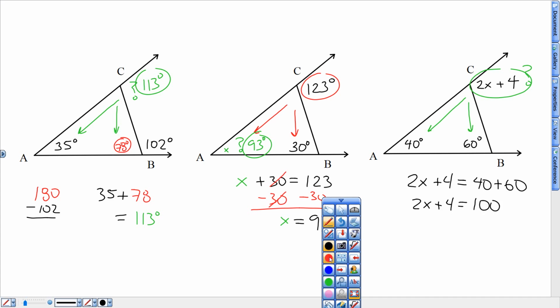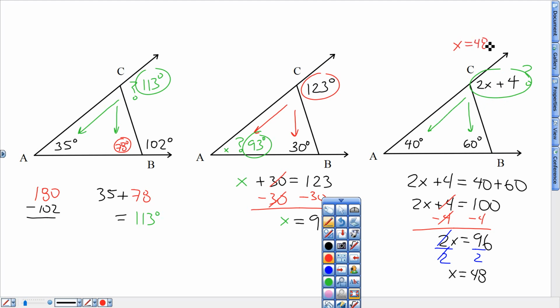And then right there, two-step equation. Take away 4 on both sides. Bring down that 2x. 100 minus 4 is 96. Divide by 2. 96 divided by 2 gives me 48. But remember, that's not what the angle is right there. This angle is not 48 degrees. Make sure you know that. It's not 48. X is 48.